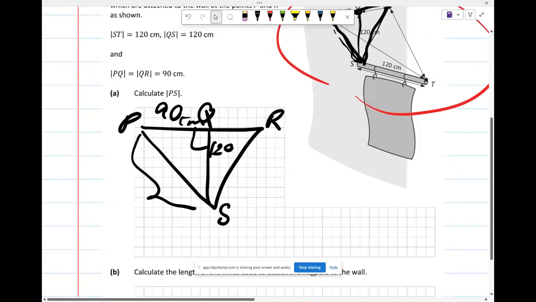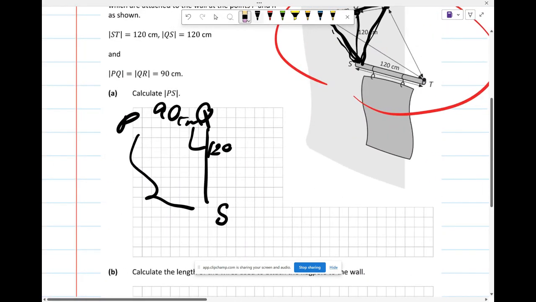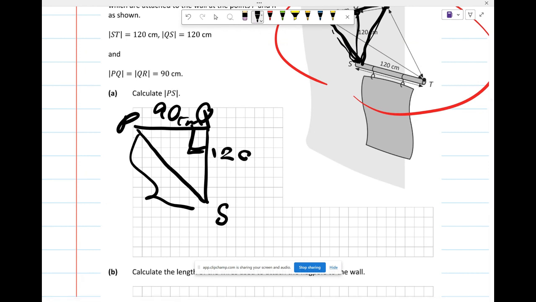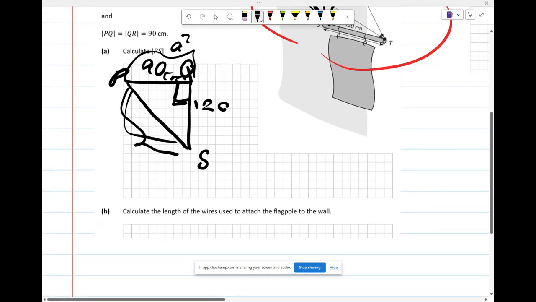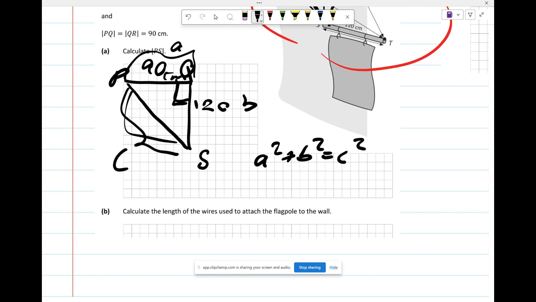Obviously we can delete one half because we're just focused on this. This is a right angle triangle with two sides, and we're trying to find the hypotenuse. So that is just Pythagoras' theorem. If we call this side A, this side B, and this side C, we know A squared plus B squared is equal to C squared. So 90 squared plus 120 squared is equal to C squared.